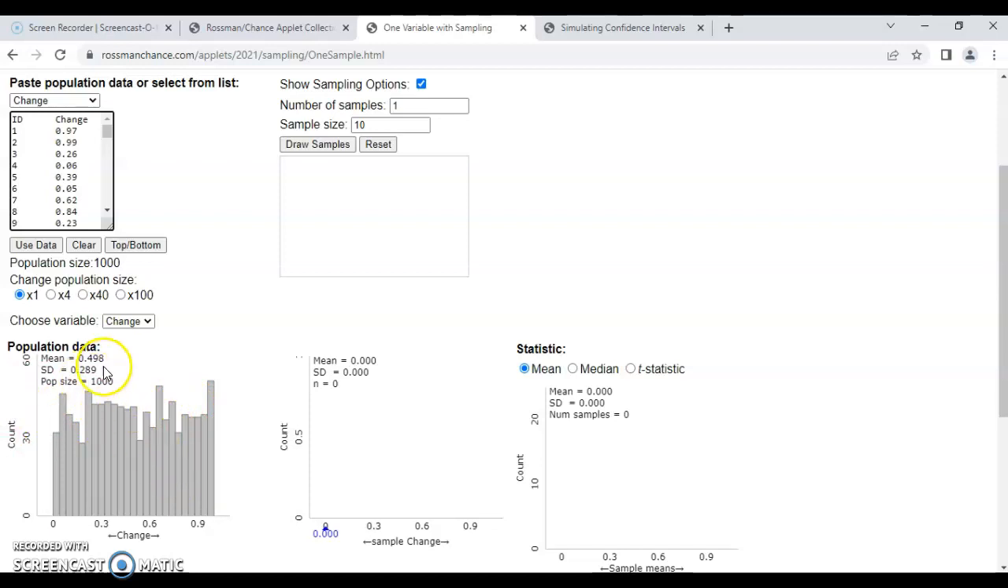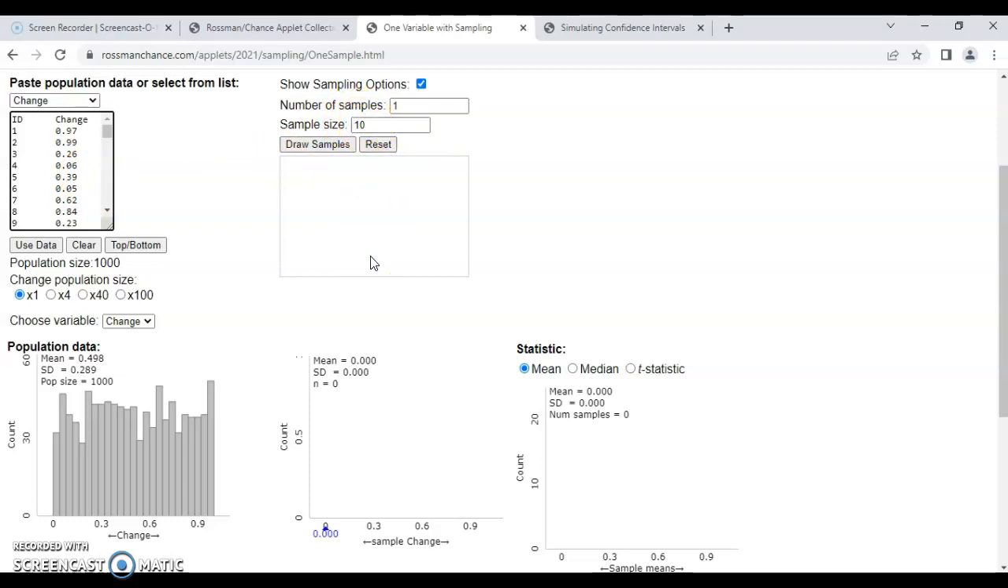All right, we also notice that the average of the population is about 50 cents. The standard deviation is about 29 cents. And we see the size of the population, which is 1,000. So what we're going to do first is take a look at just if we were to take random samples. So we're going to randomly take samples here of a small size.